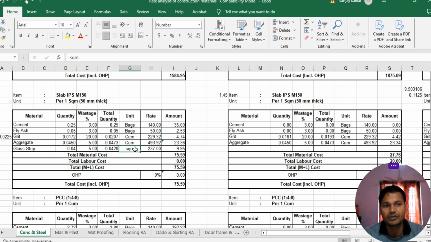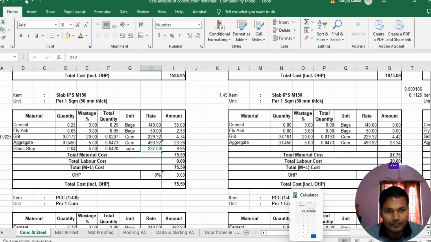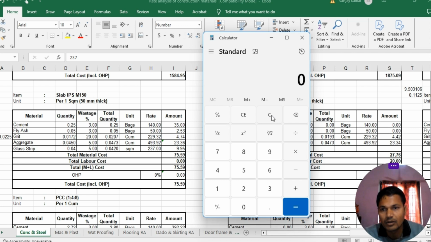Always in square meter. So square meter, remember this by heart. This glass strips unit is always in square meter, and the rate of glass strips is 237, approximately 237. So once we get the rate of glass strips and the total quantity of the glass strips, we can multiply. Let's do the calculation.